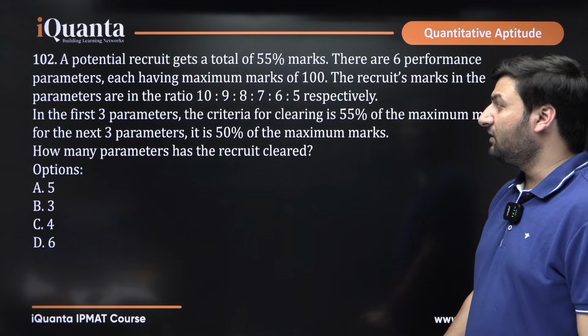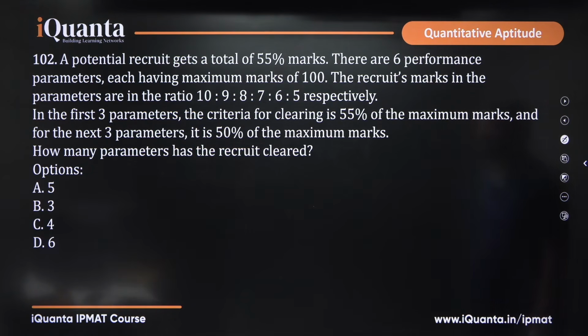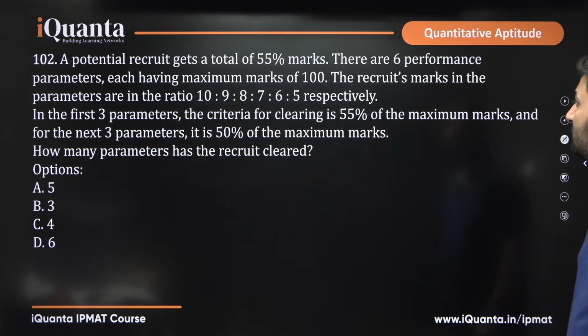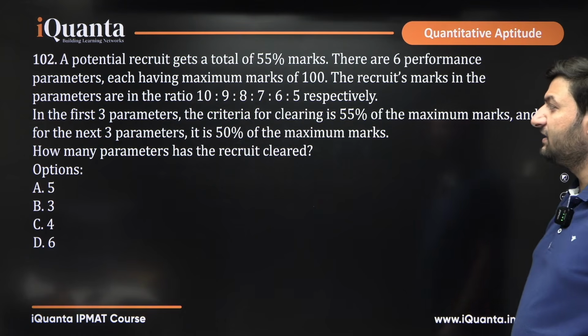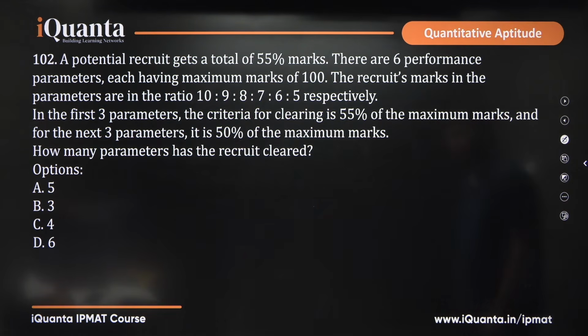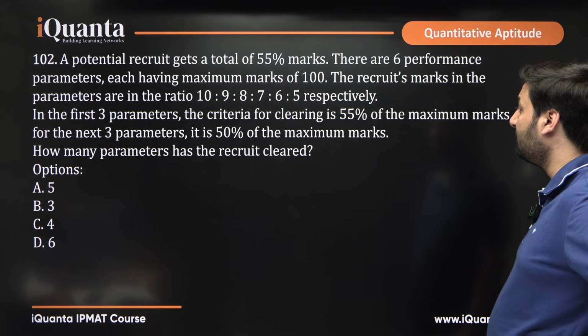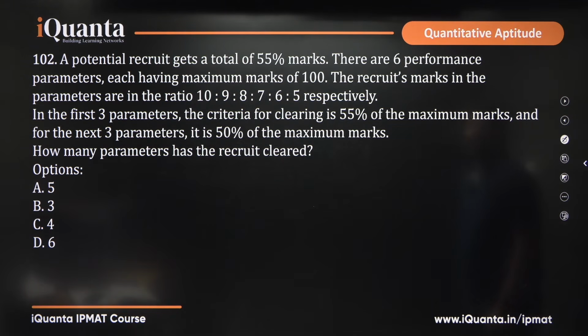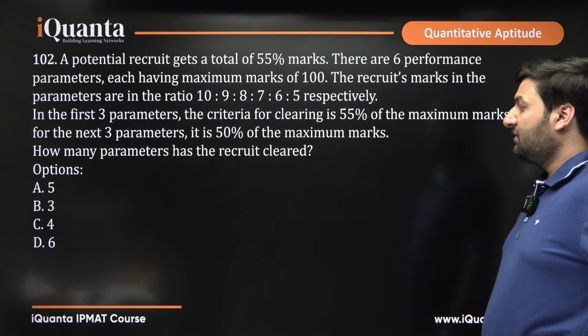Next, a potential recruit gets a total of 55% marks. There are 6 performance parameters, each having maximum marks of 100. The recruit's marks in the parameters are in the ratio 10, 9, 8, 7, 6, 5 respectively. In the first 3 parameters, the criteria for clearing is 55% of the maximum marks, and for the next 3 parameters, it is 50% of the maximum marks.